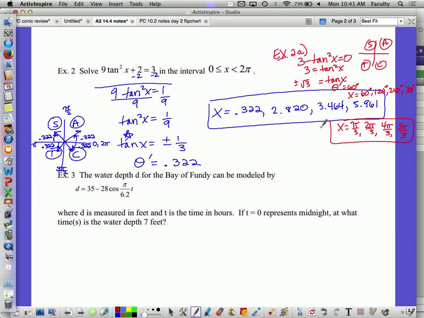Okay, questions on that? Alright, we're going to skip example 3 today. I will do that tomorrow, but because of time, and to make sure I get through the main types of solving today, we'll come back to the application tomorrow.